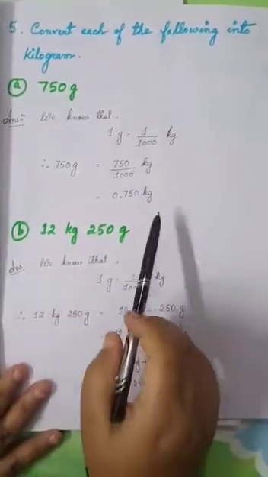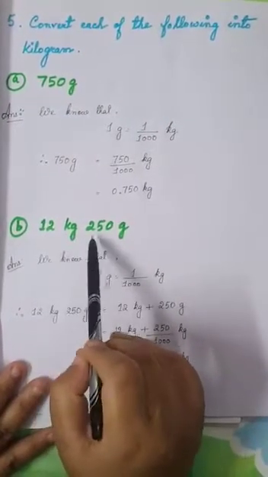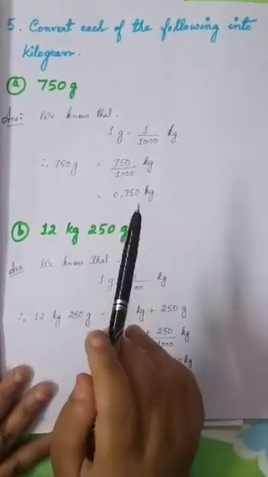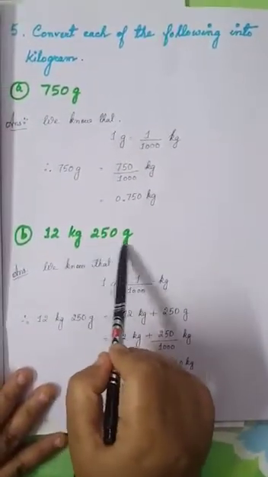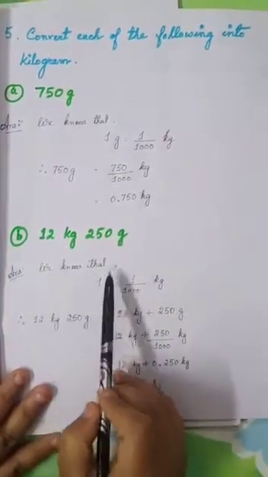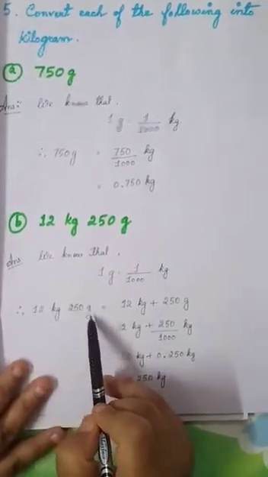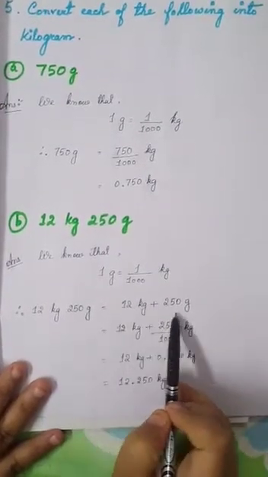Okay children. Number B, 12 kg 250 gram. Now see, 12 kg is already in kg. You have to convert only 250 gram. So we know that 1 gram is how much? 1 by 1000 kg. Therefore 12 kg 250 gram is equal to 12 kg plus 250 gram.